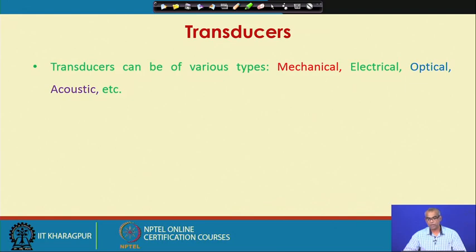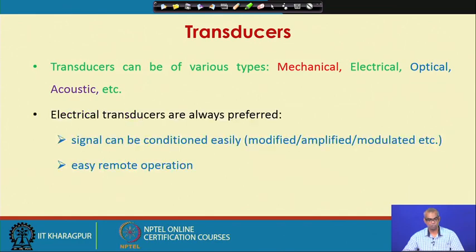Transducers can be of various types: mechanical type transducers, electrical type transducers, optical type transducers, acoustic type transducers, and so on and so forth. Electrical transducers are always preferred because the signal can be conditioned easily. That means the signal can be modified, amplified, modulated, etc. Remote operation is easy. That means the signal can be transferred from one place to another very easily.